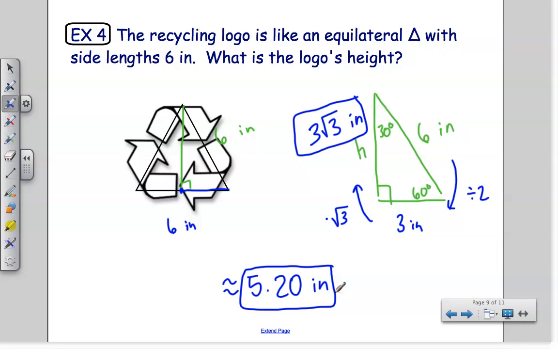So today, working with 30, 60, 90 and 45, 45, 90 special right triangles, and make sure you have that kite example done for tomorrow.